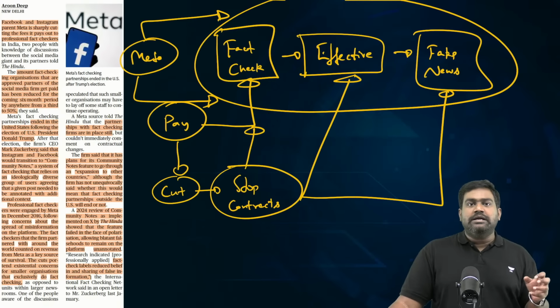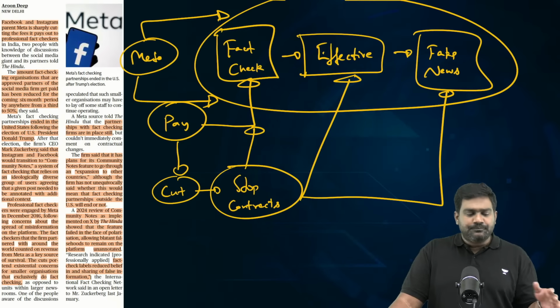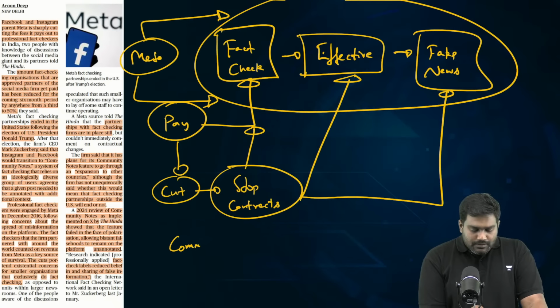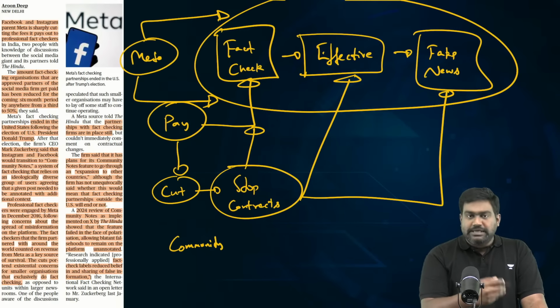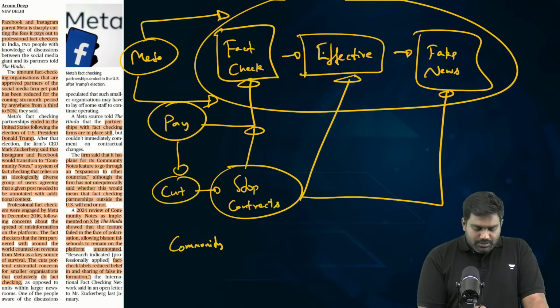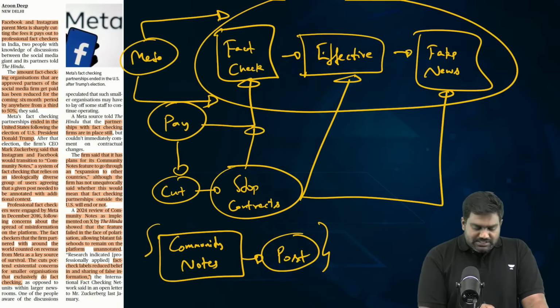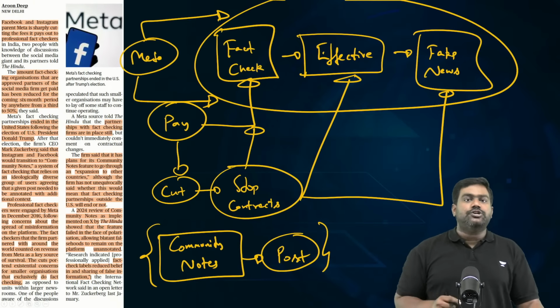See, in the US, what they did was when they stopped the fact checking units from last year onwards, they've introduced a new feature called community notes. So if you log into Meta platforms in the US, you will see this feature called community notes, where in every post, the users can add notes to it, like an annotation.